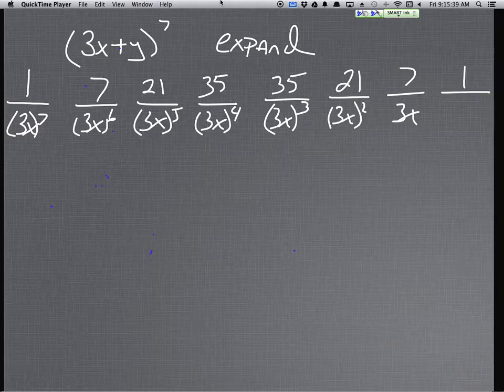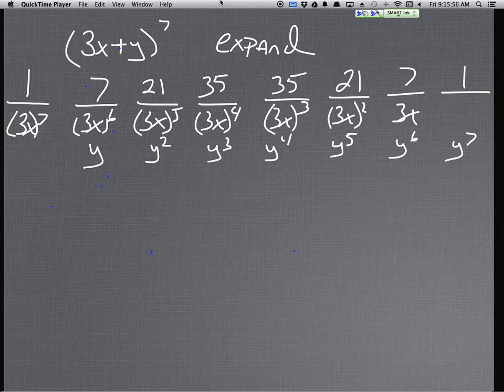All right, then we need to take care of the y's. Where does the y start? The second one. So it's going to be y, y squared, y cubed, y to the 4th, y to the 5th, y to the 6th, and y to the 7th. The last one doesn't have anything on it except just the y to the 7th. Now it's just a matter of multiplying everything out.